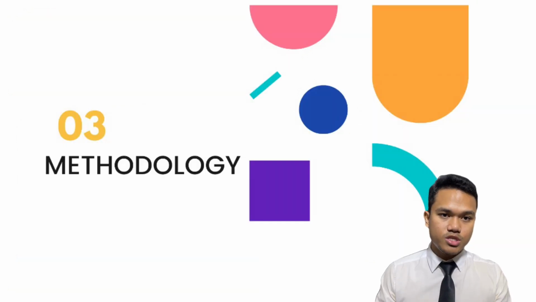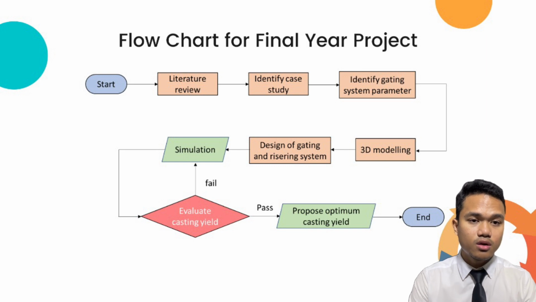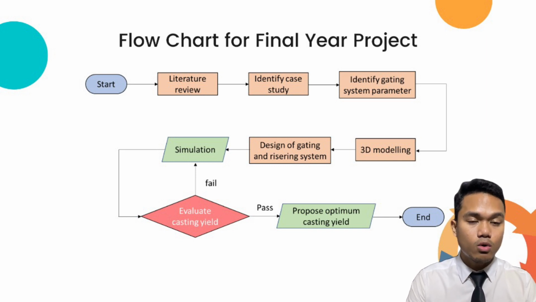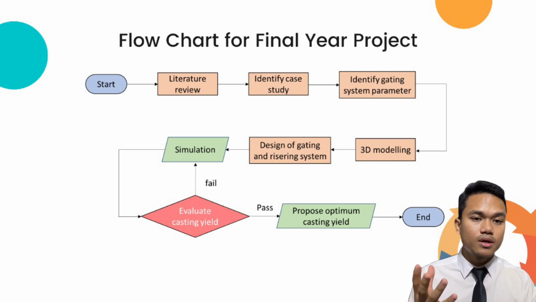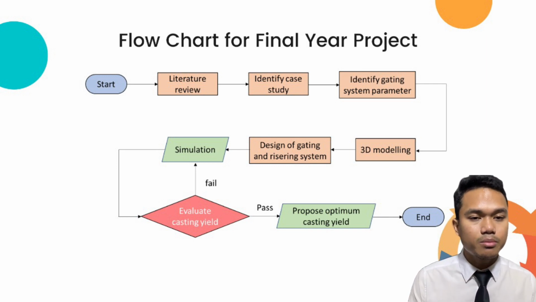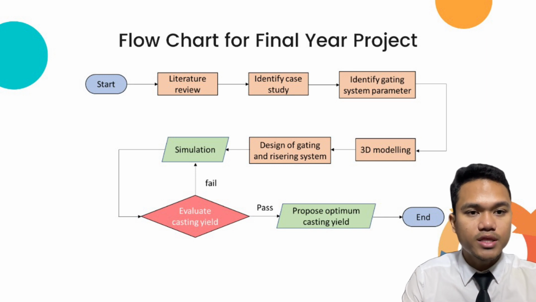Next, the methodology. This is the flow chart of my final year project, starting off with literature review, understanding the sand casting process, understanding the yield improvement and so on, and then identifying the case study: what will be the product that will be casted, the material, the composition and so on. After identifying the material, next is to identify the gating system parameter, the gating ratio and the configuration of the mold and what type of gating system.